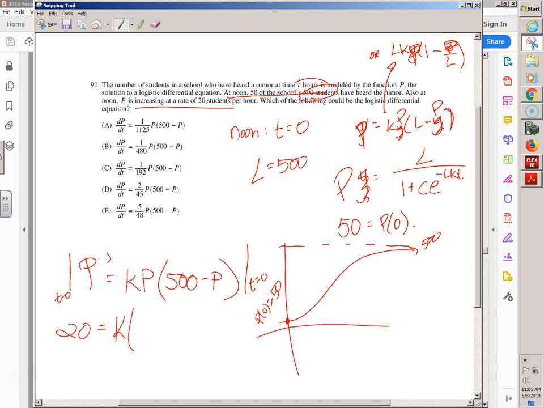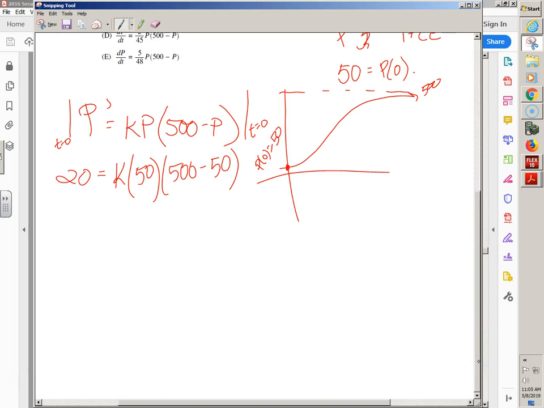They said, hey, at noon, when the rate is 20, when P prime is 20, P is equal to 50. It's like, oh, okay, I didn't even have to worry about noon, and that's why they didn't tell me what the T was at noon. Maybe it's, I don't know, 3 hours after the rumor started. It doesn't matter. The rate at noon coincides with the population of people who have heard the rumor at noon. So I can go ahead and just do 20 over 50 times 450. I'll be a lazy bum and I cut out some zeros because that makes life a little easier on me.